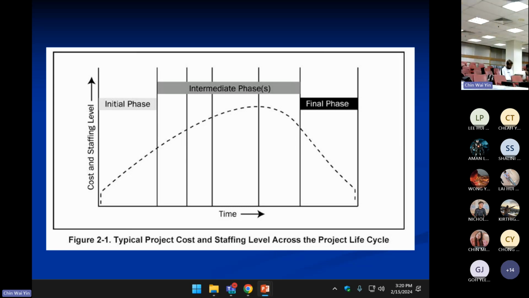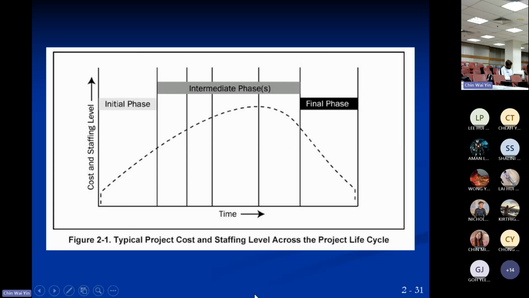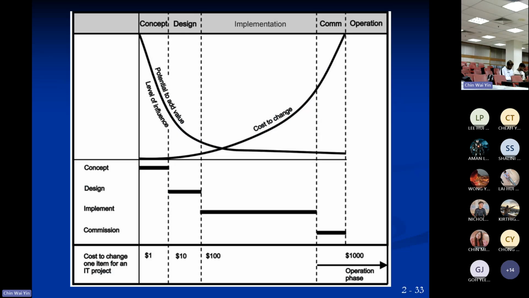And then you don't need to purchase any more hardware or software anymore. So it goes down during the final phases. So this is the graph for the cost and staffing. And then what about level of uncertainty and also influence? What do we mean by level of uncertainty and influence? Let's look at this graph here and I'll explain from here.